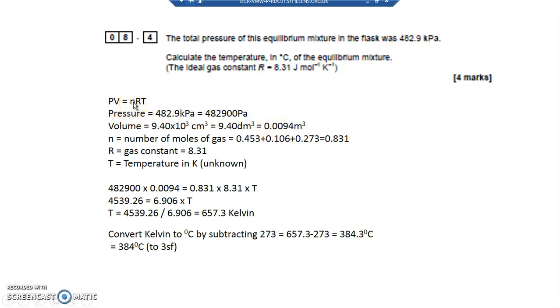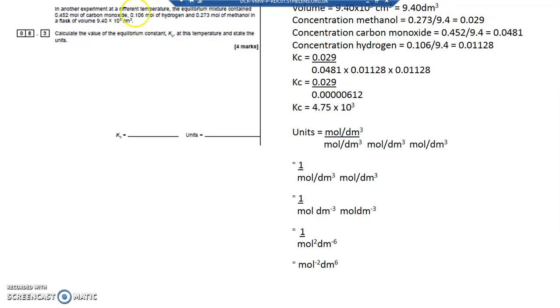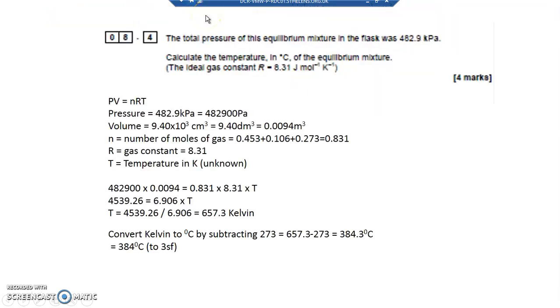N is the number of moles. Well, the number of moles in the flask is the number of moles of all of the gases added together. So the number of moles in the gases in the flask is 0.452, 0.106, 0.273. That's the number of moles of gas that I have in the flask, and that equals 0.831. So I've now got P, I've got V, I've got N, I've got R, which is 8.31, and if I put all of that in, I end up with this equation here.